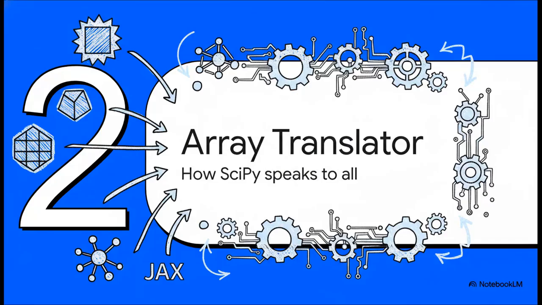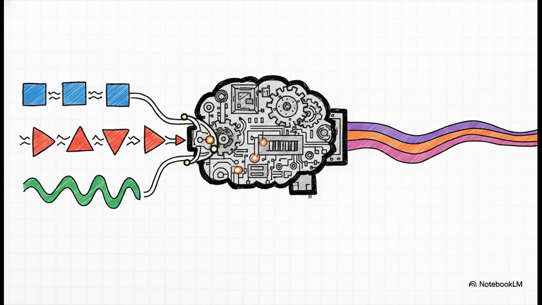Now here's a huge challenge for a library like SciPy. It doesn't live in a bubble, right? It has to play nice with data coming from all sorts of different places, like NumPy, PyTorch, or JAX. So how in the world does it manage to speak all these different data languages? Well, SciPy's solution to this problem is fascinating.